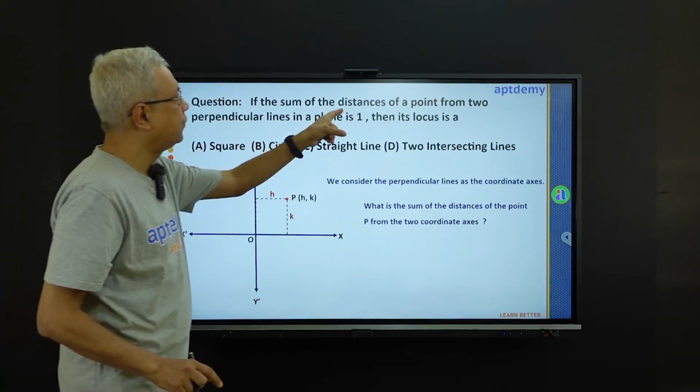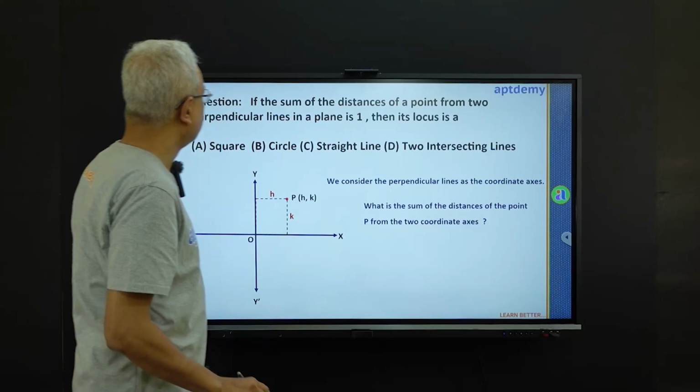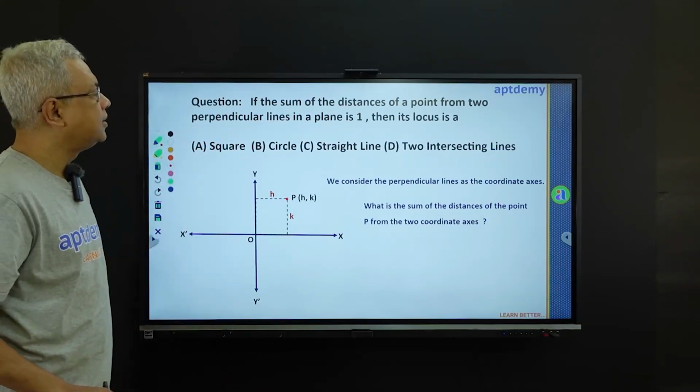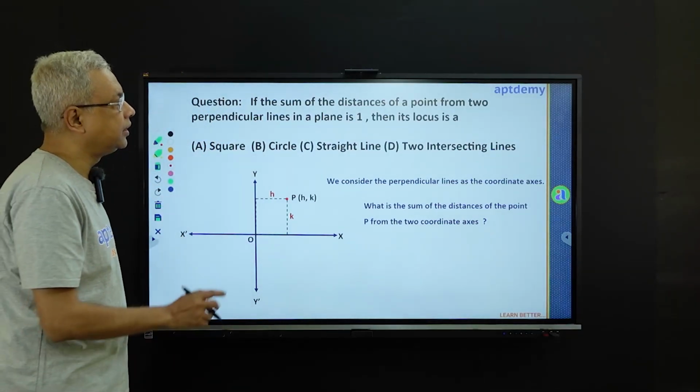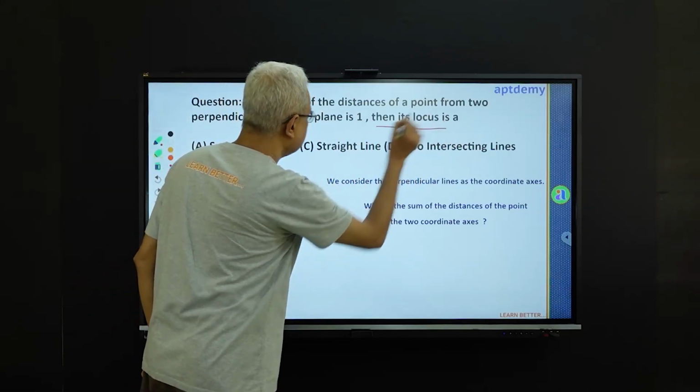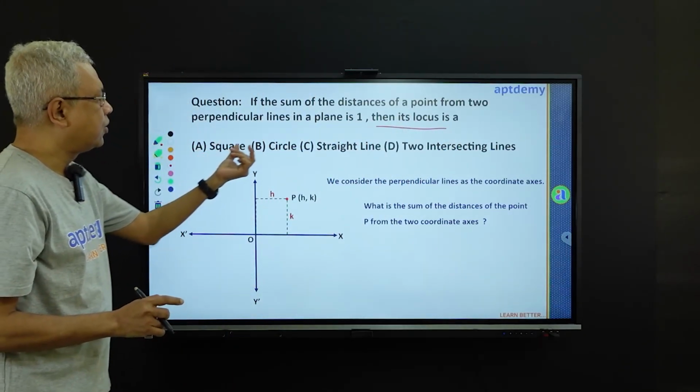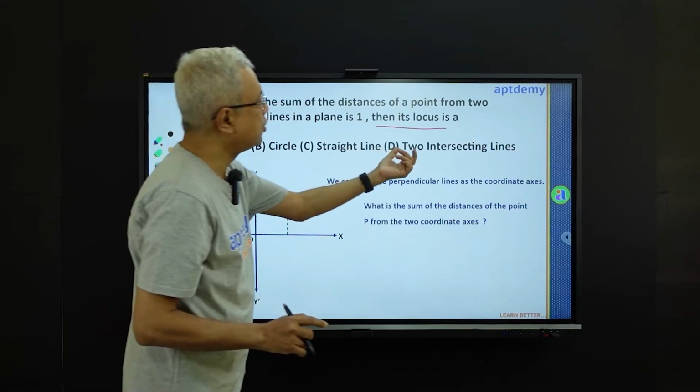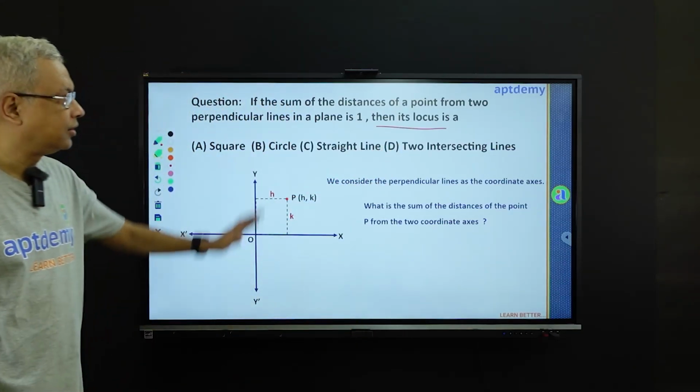if the sum of the distances of a point from two perpendicular lines in a plane is 1, then its locus is square or circle or straight line or two intersecting lines. That is the problem.